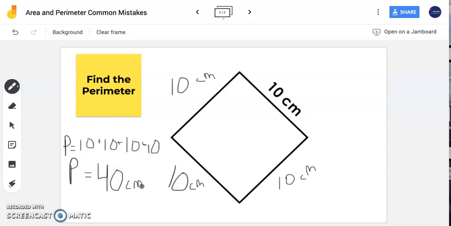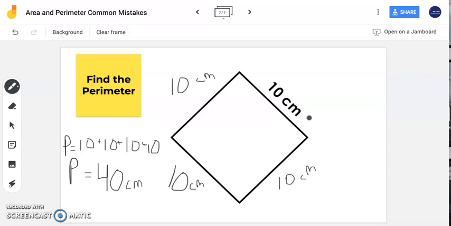I have to be able to identify that perimeter is adding all four sides, while area, you're multiplying the length by the width. Now, even in a square, even if you see one side length, that's telling you, wow, it's a square, and a characteristic about a square is that all four sides are equal. Use that to help you when you're solving these problems.